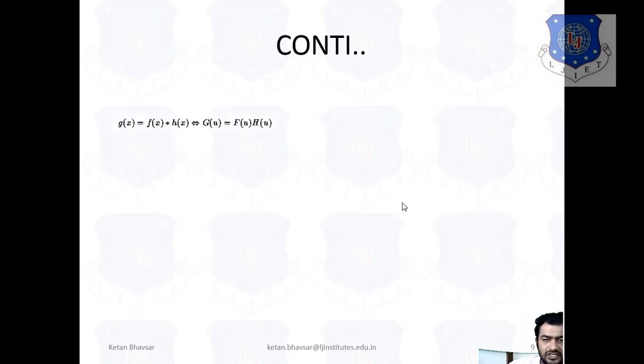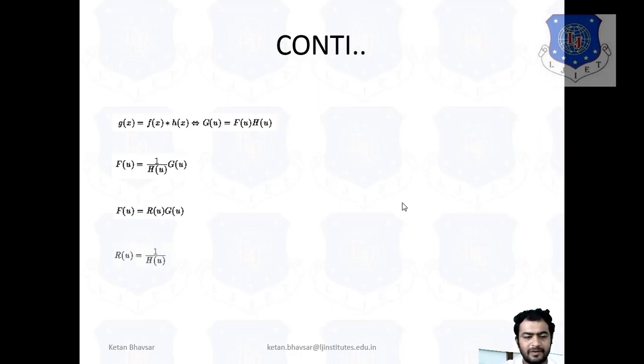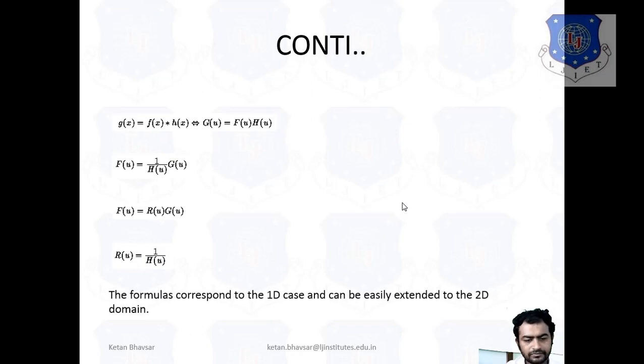Now we can optimize this equation with the help of mathematical terms: g(x) = f(x) * h(x), and in the frequency domain G(u) = F(u) H(u). So F(u) = 1/H(u) times G(u). So F(u) is R(u) times G(u), where R(u) = 1/H(u). The formula corresponds to the one-dimensional case and can be easily extended to the 2D, or two-dimensional, domain.